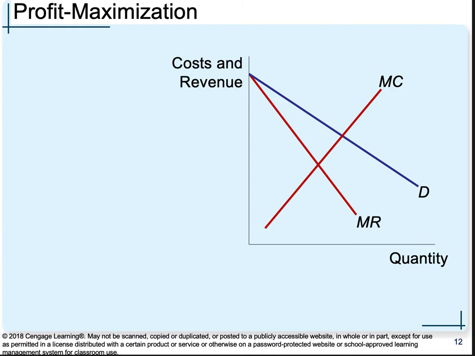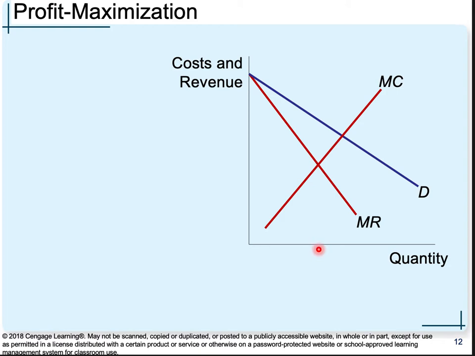Okay, so we're going to look at profit maximization. Here we have our marginal cost. Marginal revenue is downward sloping, demand is downward sloping. So the profit maximizing point is where MR equals MC. This is how much we should produce.